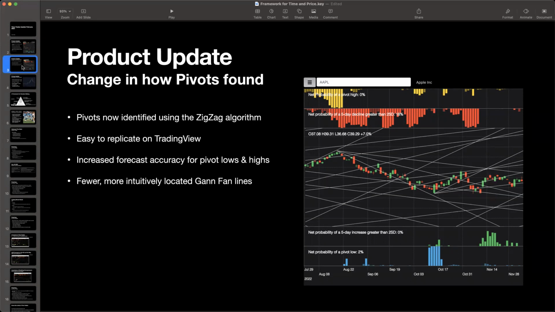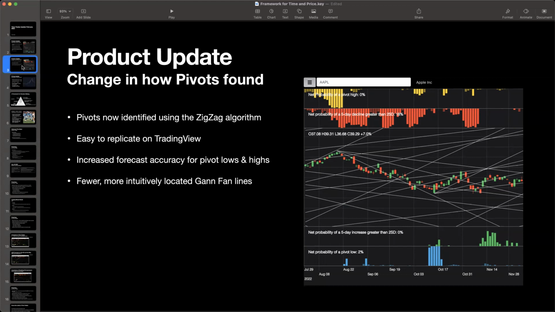And that results in increased forecast accuracy for pivot highs and lows. I've gone through and tested a number of different lengths for the zigzag algorithm, and 116 seems to be optimal based on the testing that we've done so far.